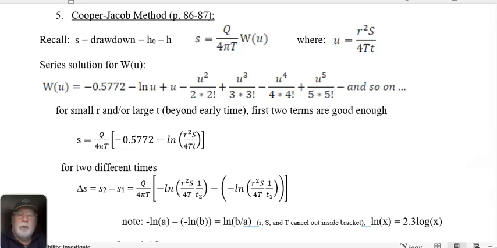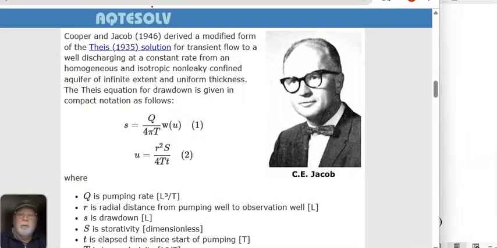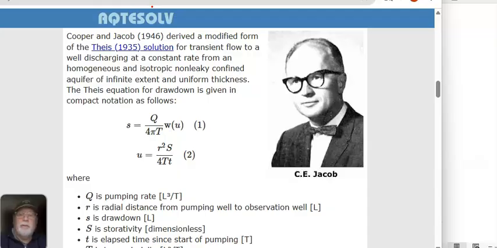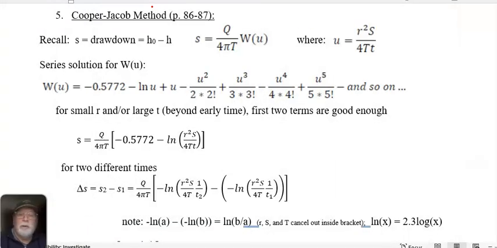We're going to go through the Cooper-Jacob method for aquifer test analysis. This is from Octasolve. They're showing the Cooper-Jacob equation. This is also based on the W versus U equation that we talked about earlier, which has an infinite series solution. Turns out that for small radius and/or large time, or just beyond early time, the first two terms of this series solution are good enough.